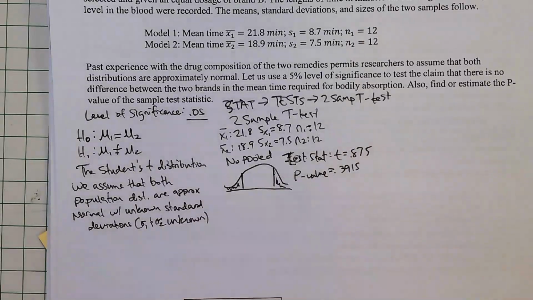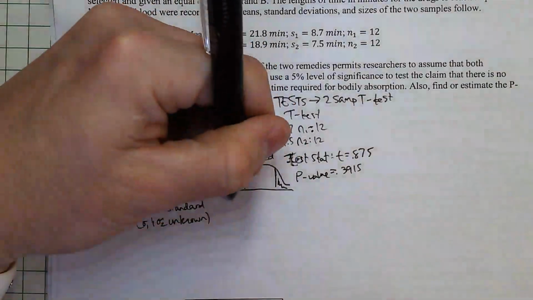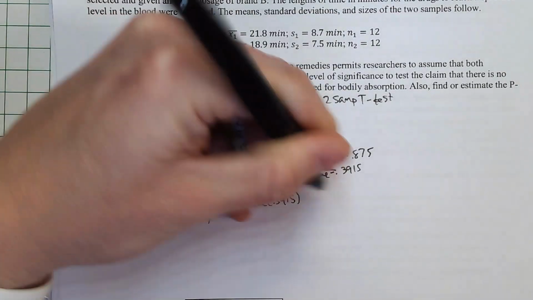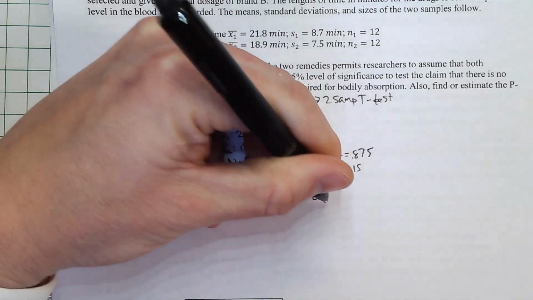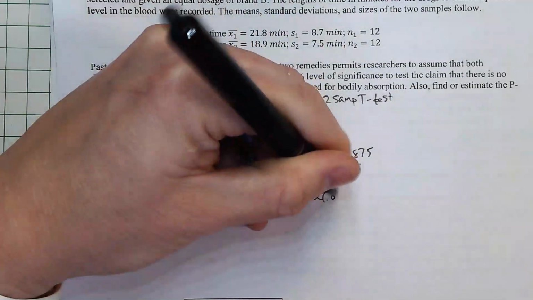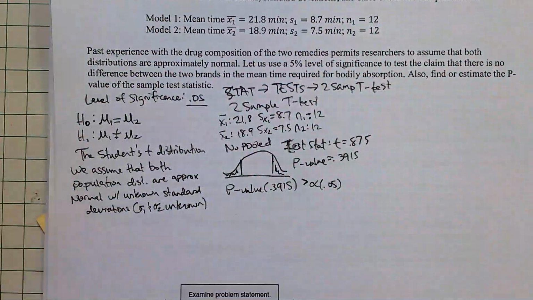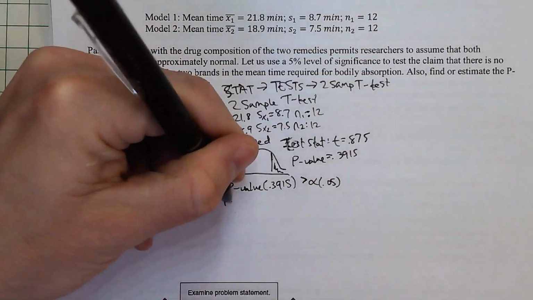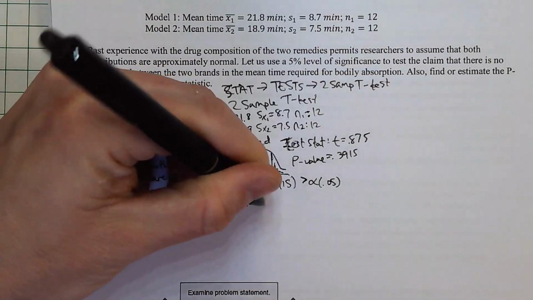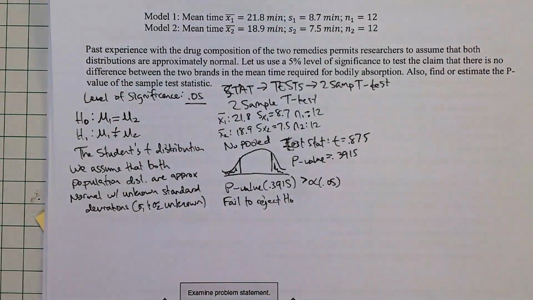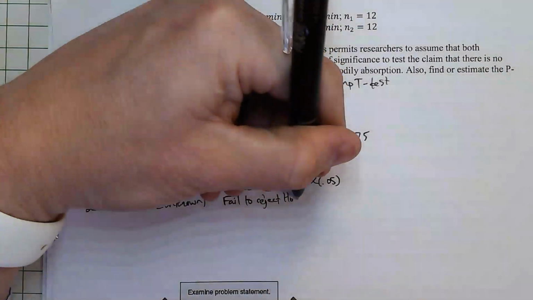So how does p-value compare to alpha? Is it greater than alpha or less than alpha? Greater than. When p is greater than alpha, we fail to reject. When it's less than alpha, we reject. So we failed to reject Ho, and that means not statistically significant.